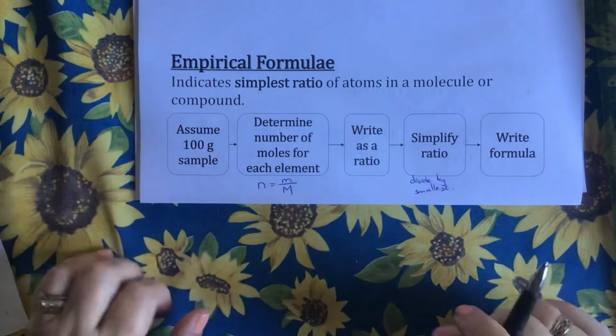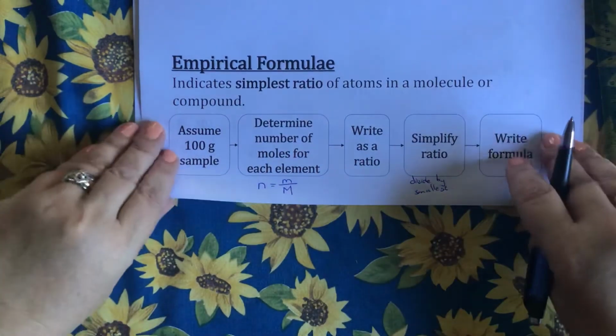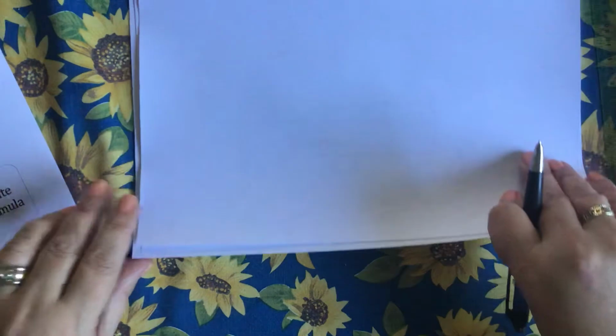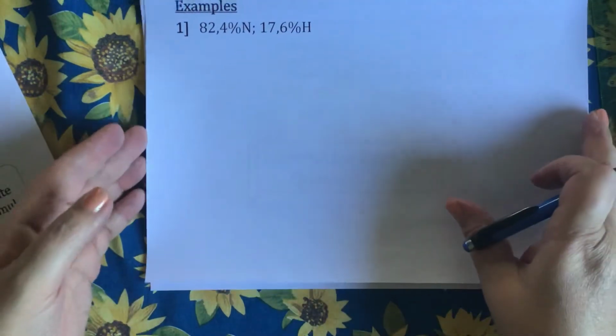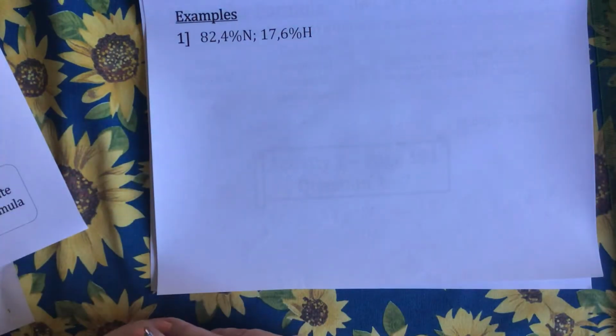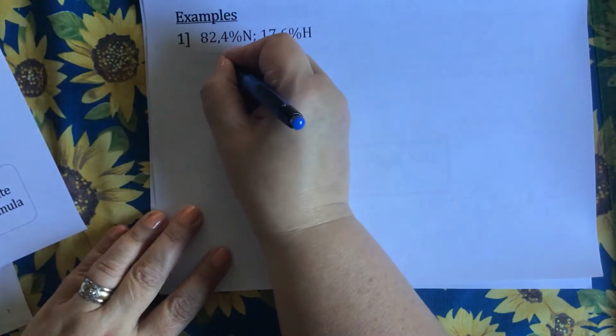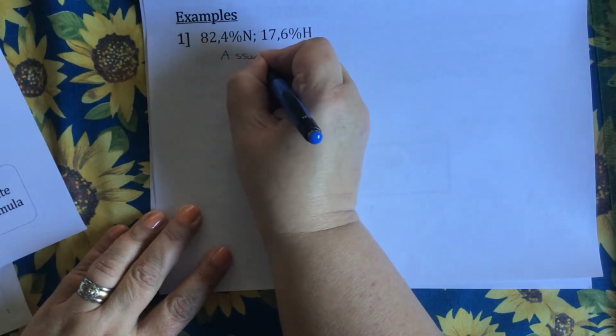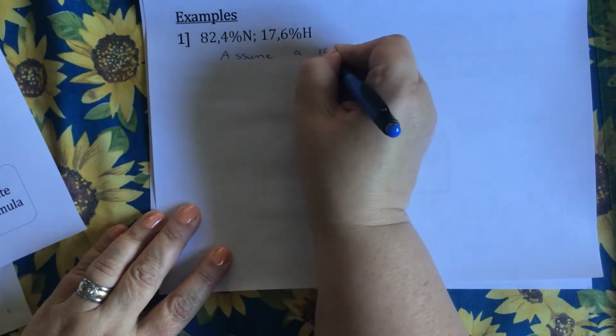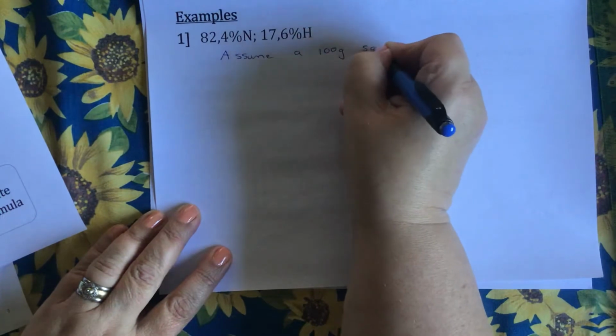Right, and then we can write our formula. We have two examples in this case. Our first one is we give you 82,4% of nitrogen and 17,6% of hydrogen. It's percentages, so my first thing I have to do is assume a 100-gram sample.